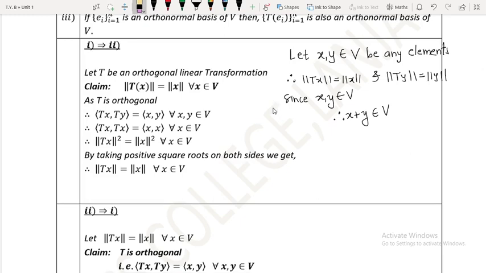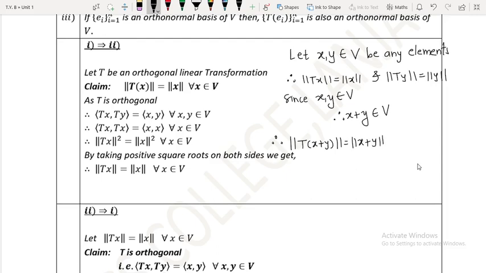Yes, okay. Now since x plus y belongs to V, what is given is true for all elements of vector space V. Now x plus y is also an element of the vector space, so naturally x plus y is also going to satisfy this property. I hope it is clear. So therefore norm of T of x plus y will be equal to what? Norm of x plus y.